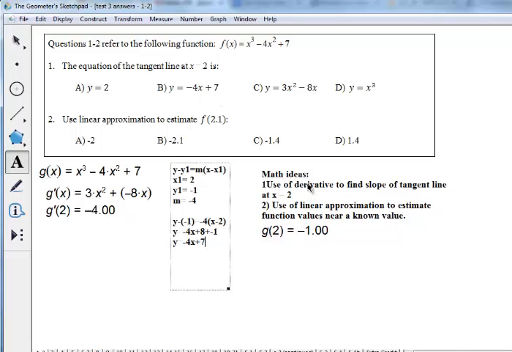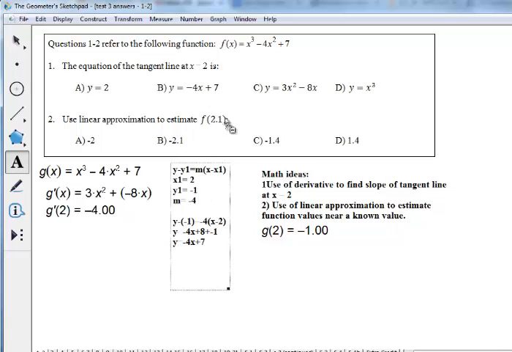So the two math ideas are the use of derivatives to find the slope of the tangent line at x equals 2, and then to use a linear approximation to estimate function values near the known value. So now we have this function y equals negative 4x plus 7. That is the line tangent to the function at x equals 2.